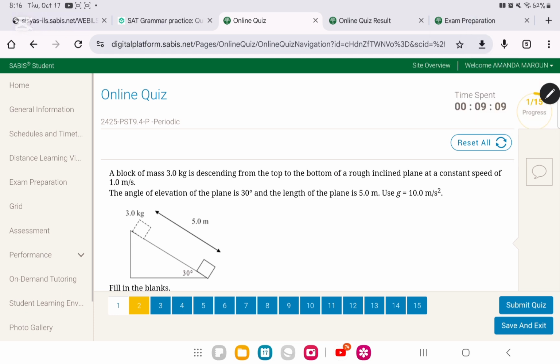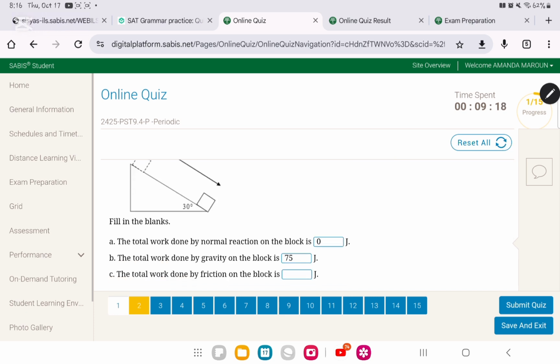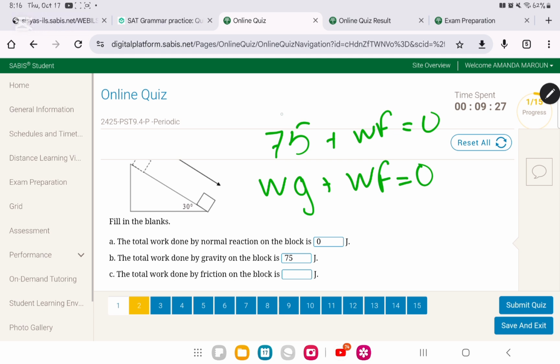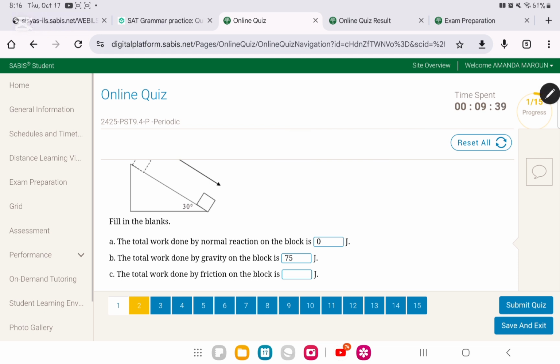So you can say that if you see constant speed, that means the net work is equal to 0. So that means the work of gravity plus the work of friction is equal to 0. The work of gravity is 75, plus the work of friction is equal to 0. Move it to the other side, then you get that the work of friction is equal to minus 75. Pay attention, in the exam, do they need the magnitude or the work? Here they need the work, so you will put minus 75.